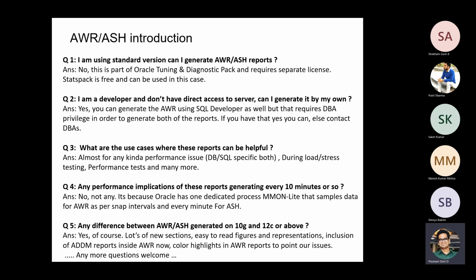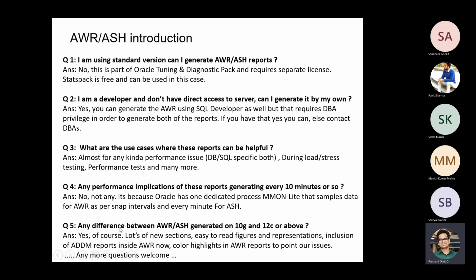And what are the use cases where these reports can be helpful? When you have a problem, when your system is slow, when you are seeing some really strange problems, it basically gives a clear picture of the database, what is happening in the DB at the time when you have generated the AWR report. So next question: is there any performance implication of generating these reports every 10 minutes or so? No, there is no performance implication because there is the MMON Lite process that samples or collects data for the AWR report per snap interval and per second for the ASH.